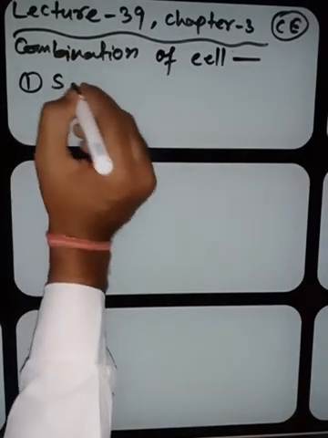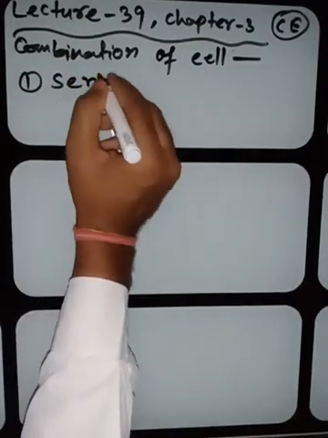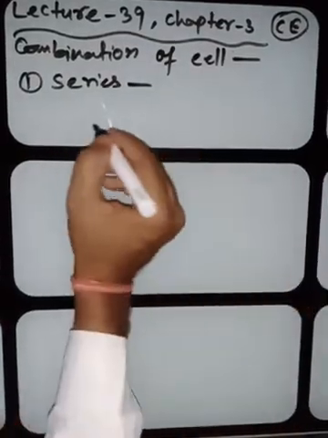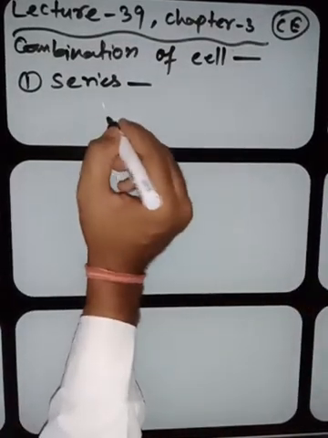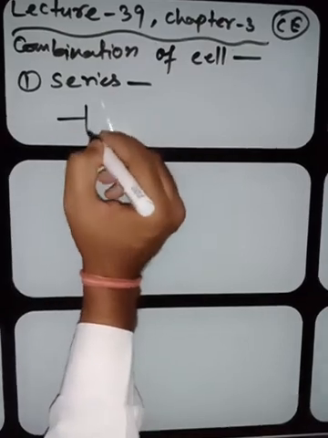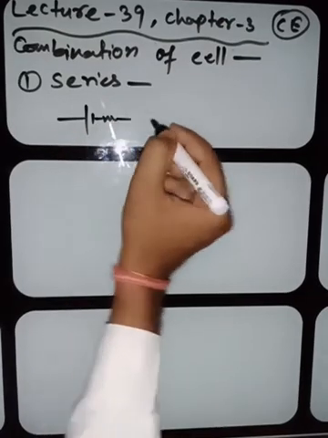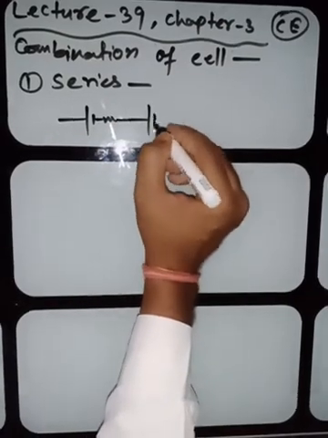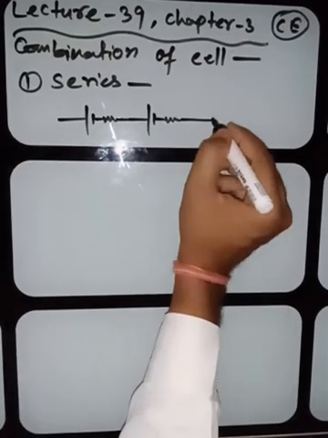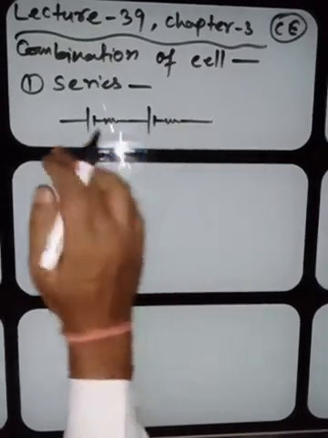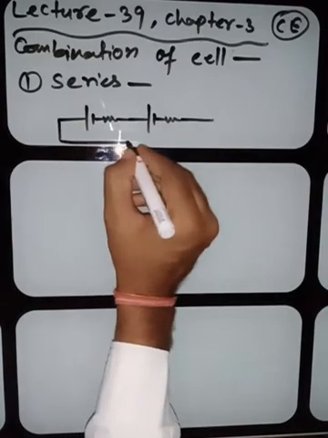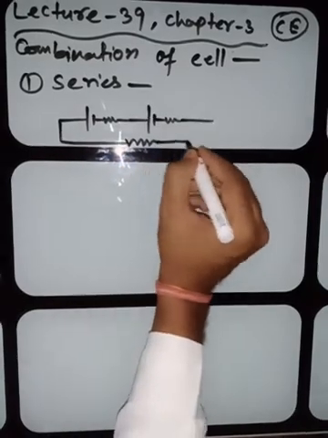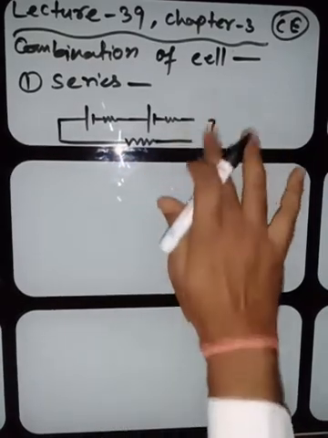So two types of combination we will study. The first, series combination. Suppose we are having here a cell with internal resistance, another cell with internal resistance. Only two cells we are studying here. It is connected with a load resistance.